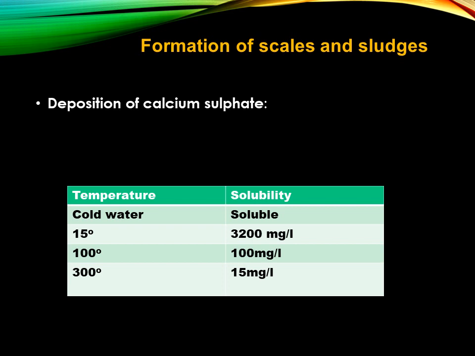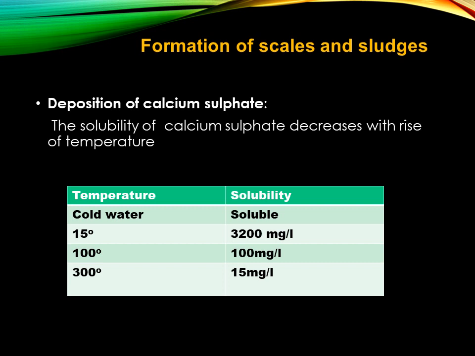From this table, what do you understand? When the temperature rises, the solubility decreases. When it is cold, it is fully soluble and dissolves. The solubility of calcium sulfate decreases with the temperature.